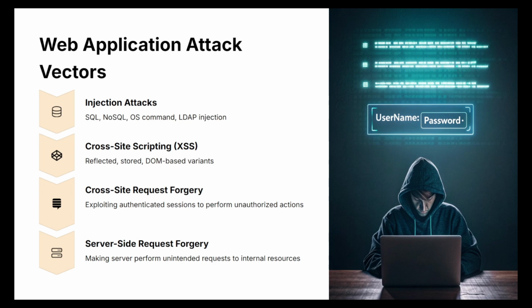Then there is the third type of web application attack, cross-site request forgery, or CSRF. This attack takes advantage of an authenticated user by tricking them into making unwanted requests, like changing account settings without their knowledge, often through a malicious link or hidden form. And finally, we have server-side request forgery, or SSRF, which tricks a server into making requests on behalf of the attacker. This can be used to access internal systems not normally exposed to the internet, potentially opening the door to even more serious breaches.